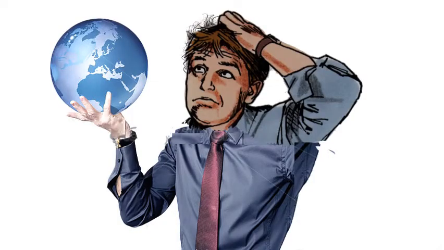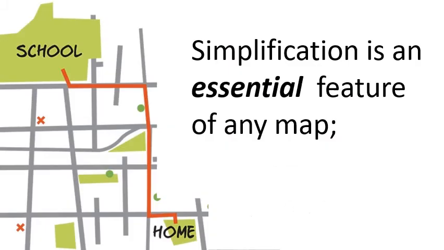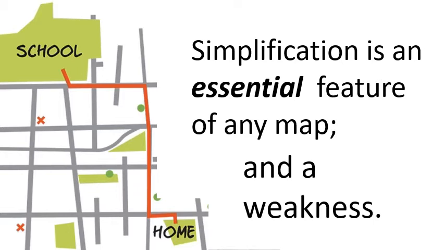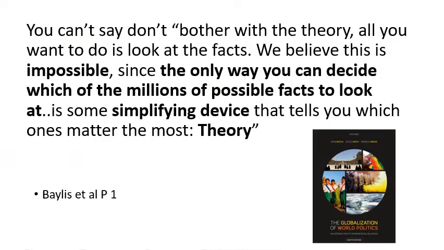Is a perfect map even possible? A perfect representation of the Earth? I'd argue it is neither possible nor is it even desirable. Simplification, pointing our attention to certain features, is an essential and necessary feature of any map. It's both a strength and a weakness of any map, or any theory.